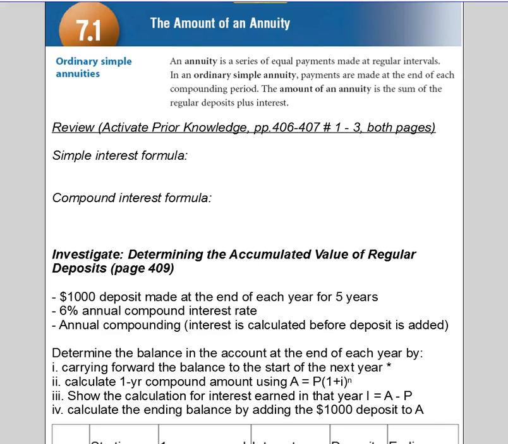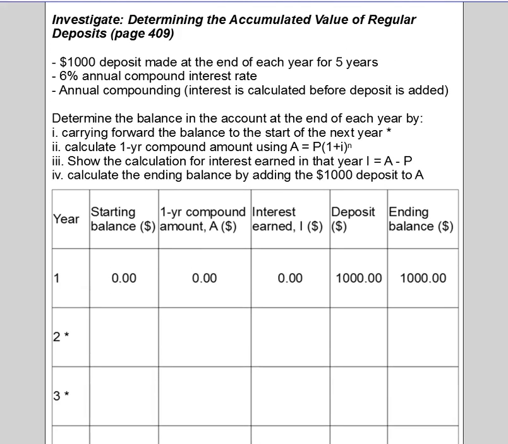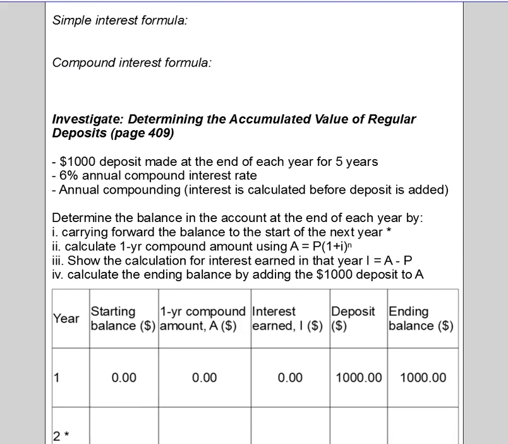You had a chance to review some of these questions on the Activate Prior Knowledge section, pages 406, 407. In this lesson, I'm going to go through the Investigate, which you find on page 409 of your textbook, called Determining the Accumulated Value of Regular Deposits. So here we have a $1,000 deposit made at the end of each year for 5 years. The annual interest rate is 6%. It's compounded annually.